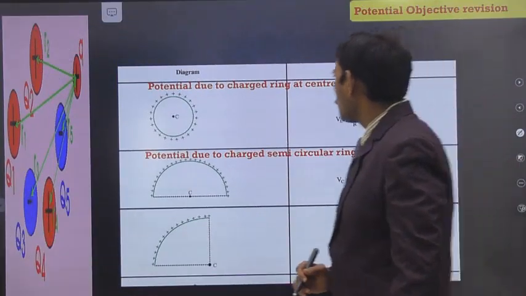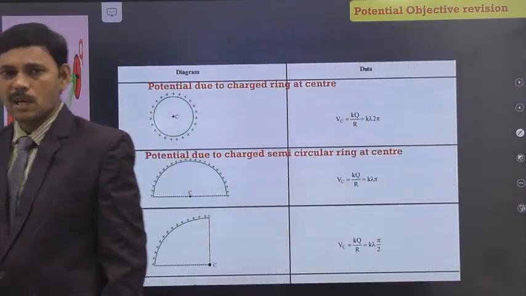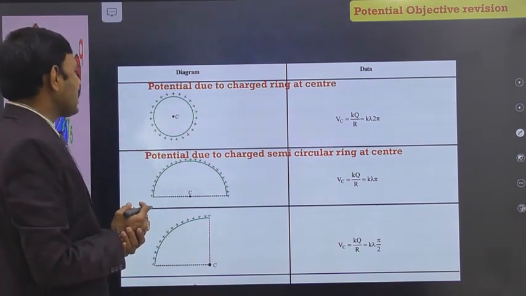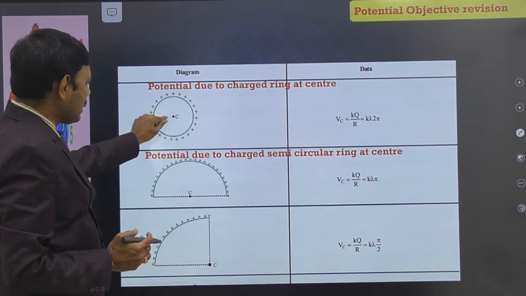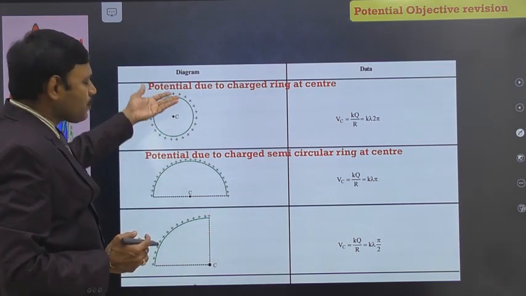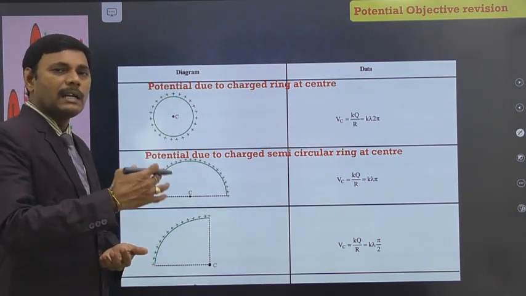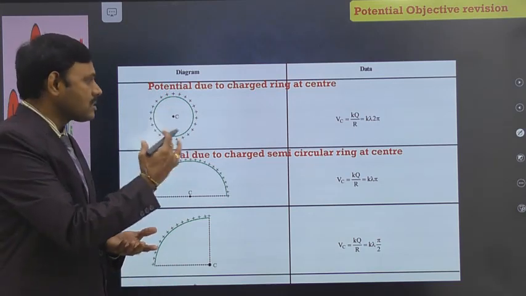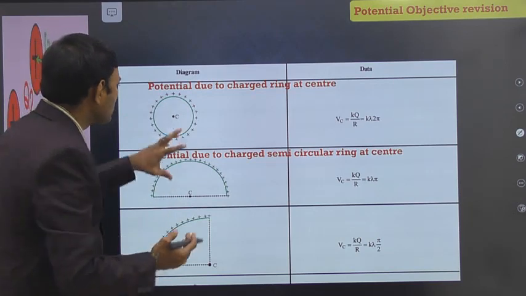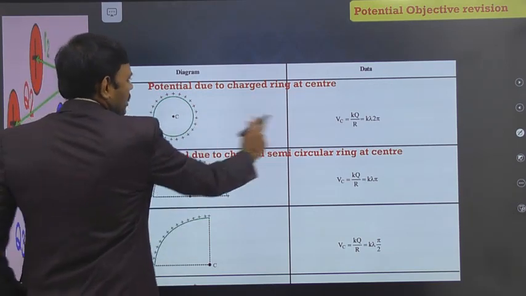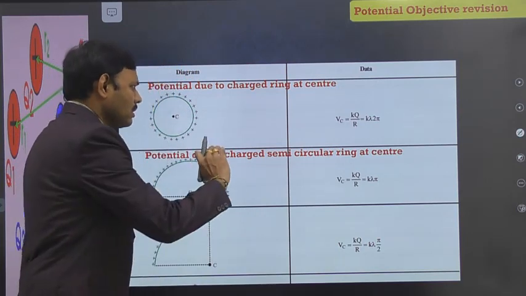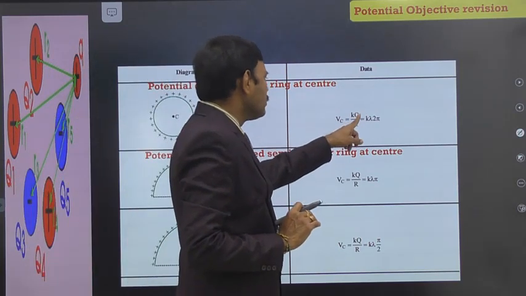Next one, potential due to a charged ring, which is a sub-case of the previous formula. Potential due to a charged ring exactly at the center. In our previous part of the discussion, we calculated on the axis of the ring. Now at the center, x reduces to 0, hence V is equal to kq by r.